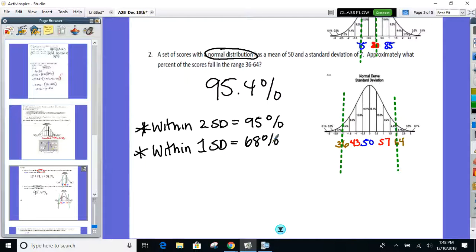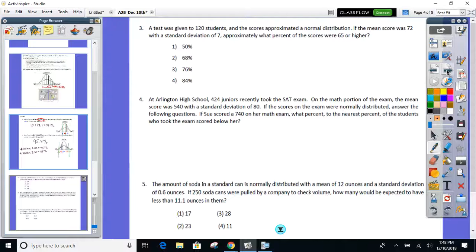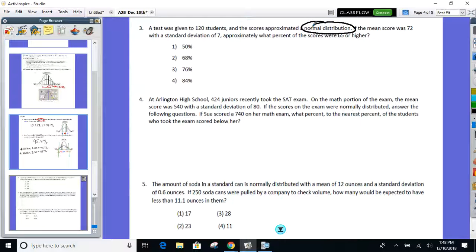Whew! Questions? Because we got a problem. We have a problem. All right, ready for the next one. A test was given. Yep, scores. Normal distribution. There it is. Means I can use the curve, right? And the percents underneath. Mean is 72, standard deviation is 7. What percent? Oh, this is not a big deal. We've done the last 2 problems like this.